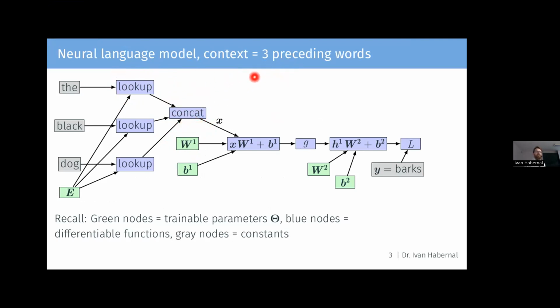So we're trying to predict the word that's coming after these 3 words. So the black dog, and the next word should be barks. And this is what we're trying to predict. This is our gold standard sort of data. And this neural language model has this lookup table for looking up these embeddings here.